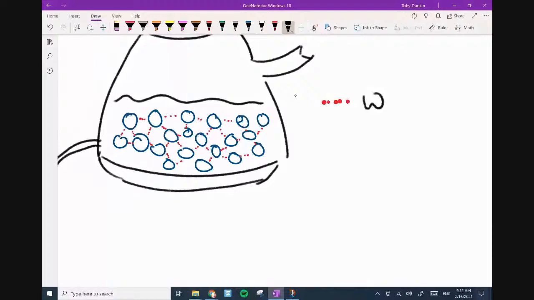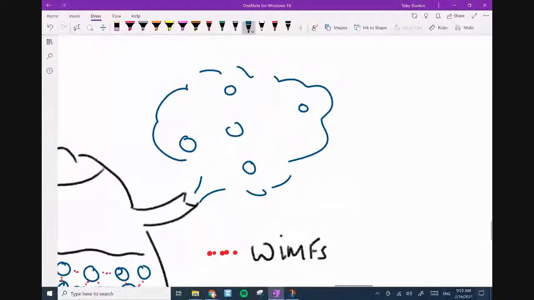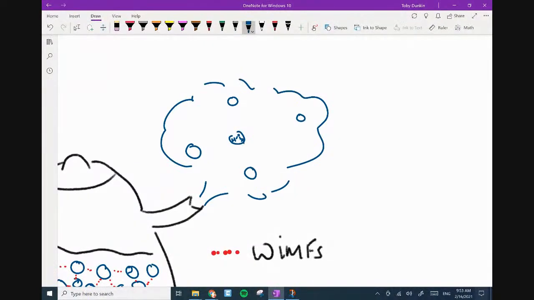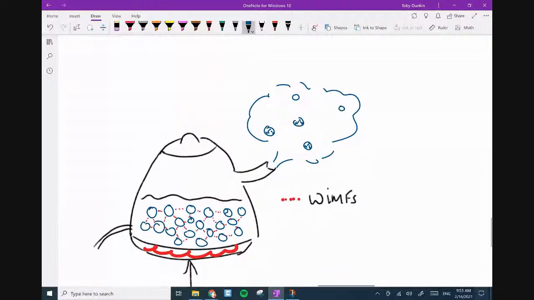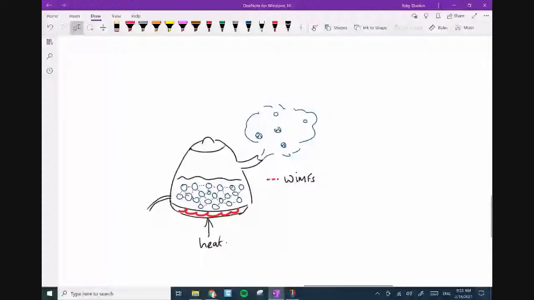and we apply heat to this. What happens is I break the WIMFs. The water molecules are not broken. They are simply breaking the WIMFs. Still water, just no more WIMFs. And those WIMFs don't take much energy to break. That's actually such a useful diagram to understand.